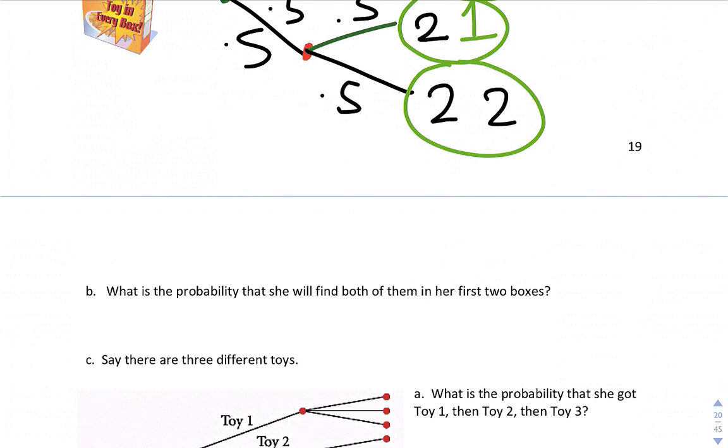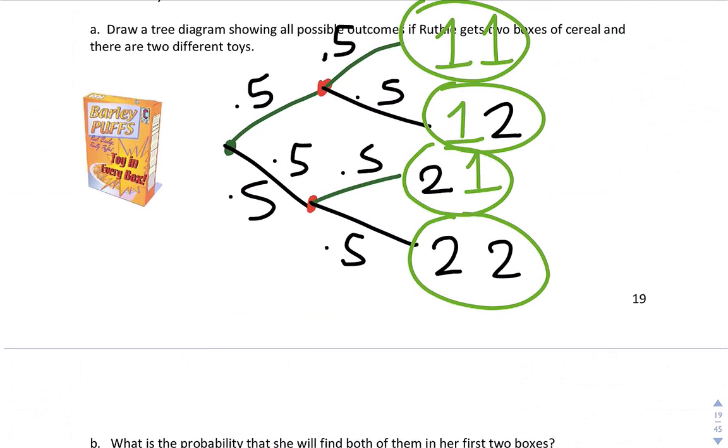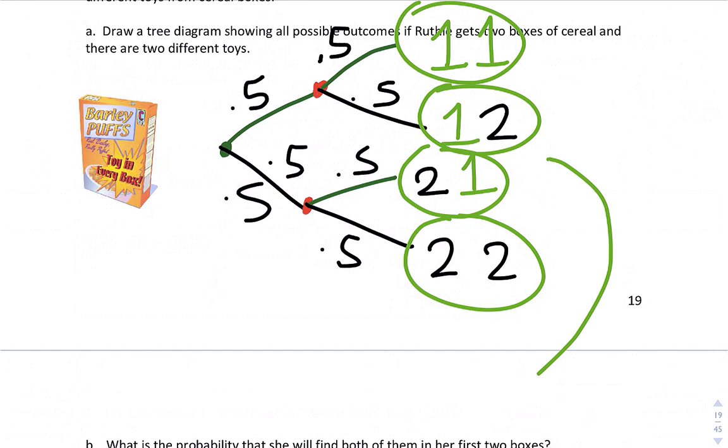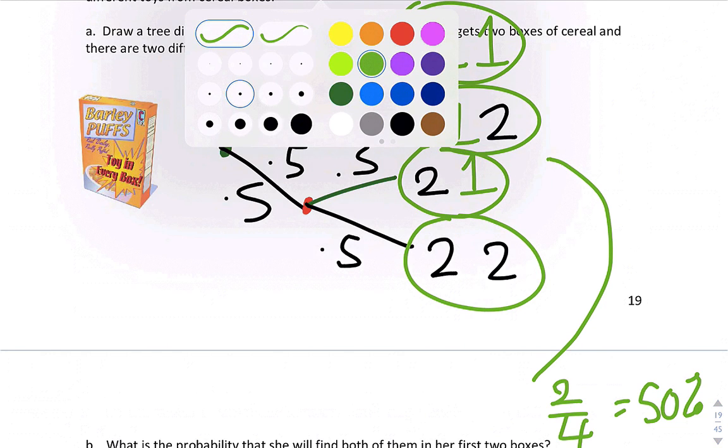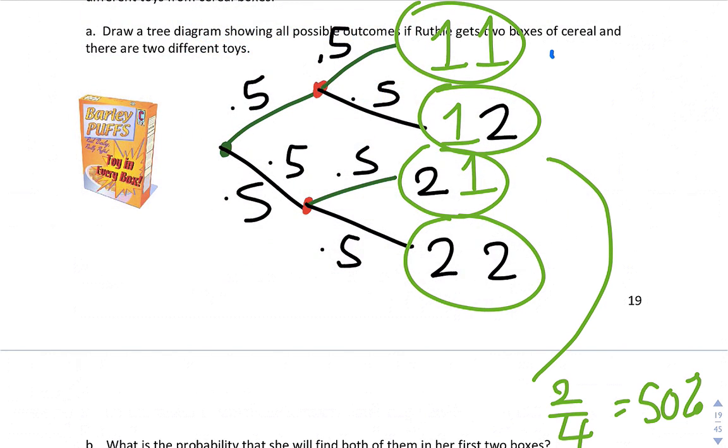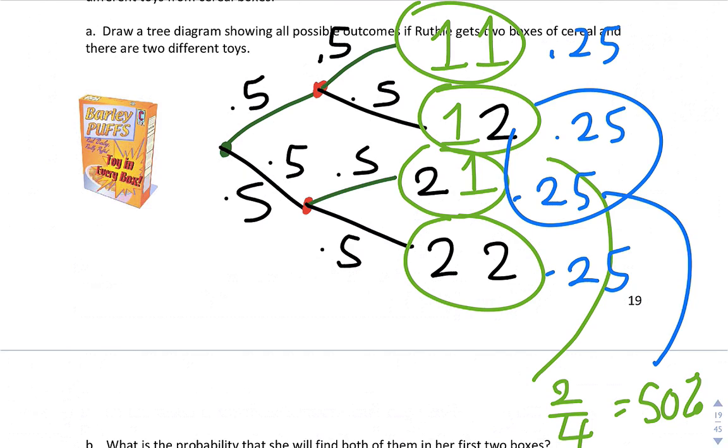Okay, what's the probability she will find both of them in her box? Well, if you take a look at this, it is 2 out of 4, or 50%. Okay, if we were to multiply along the branches, 0.5 times 0.5 is 0.25 for each of these. And again, if you add them up, that equals 50%.